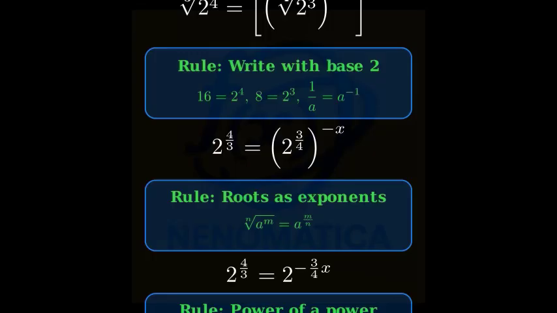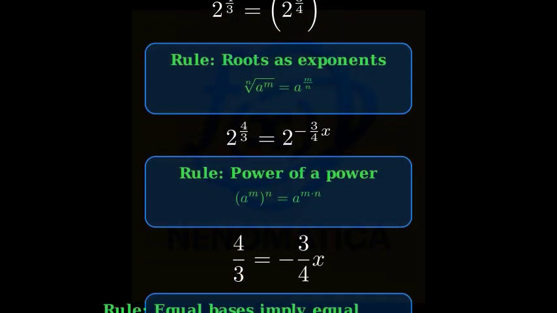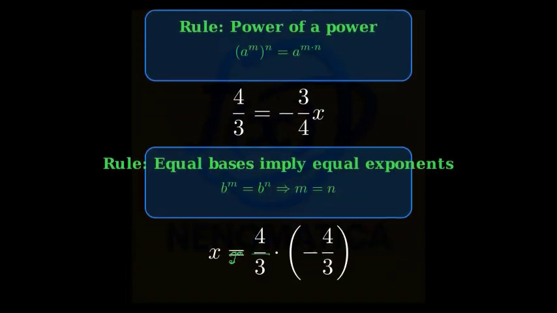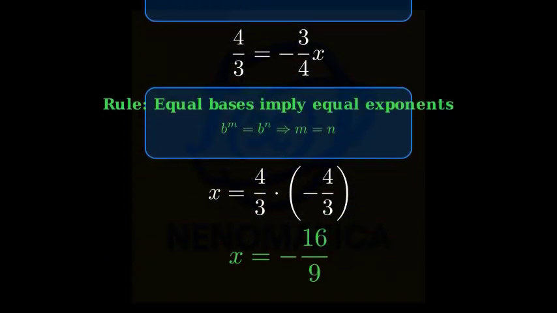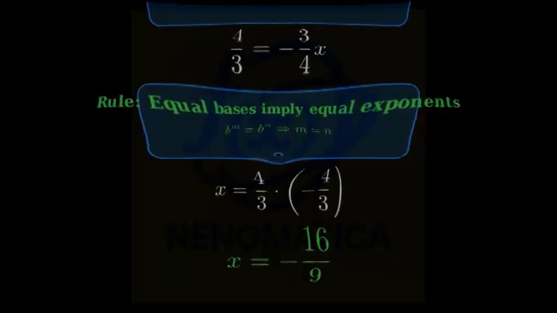Step 6. The bases are equal and positive and not 1, so we equate the exponents. 4/3 equals negative 3/4 times x. Step 7. Solve for x by multiplying both sides by negative 4/3. We obtain x equals negative 16/9. Let's state the final answer clearly.